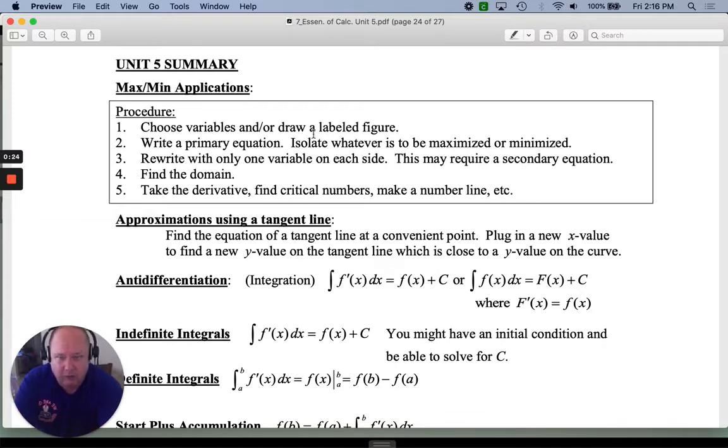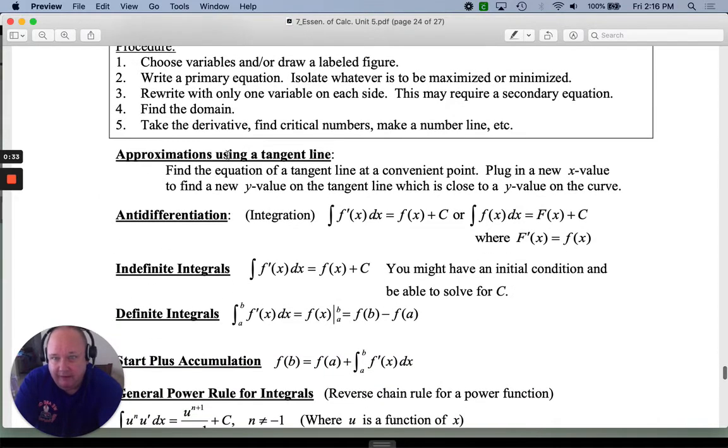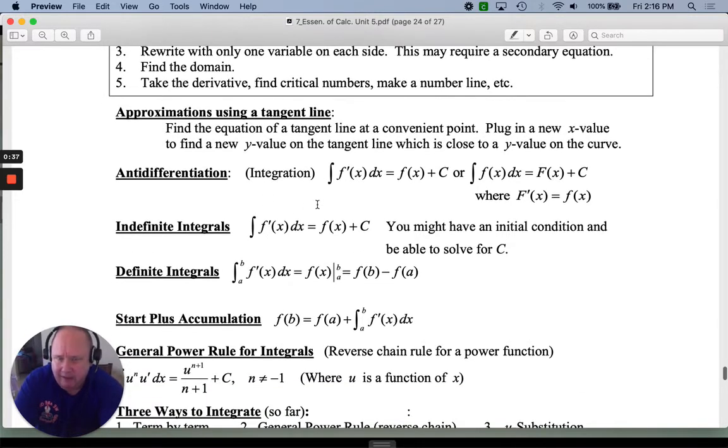So what was Unit 5? It started with maximum and minimum applications. Those are called optimization questions. We then approximated using a tangent line. And then we introduced something brand new that you've never done before. That's going to be the continuing part of calculus in your life: there's more calculus to do with antiderivatives than with derivatives.